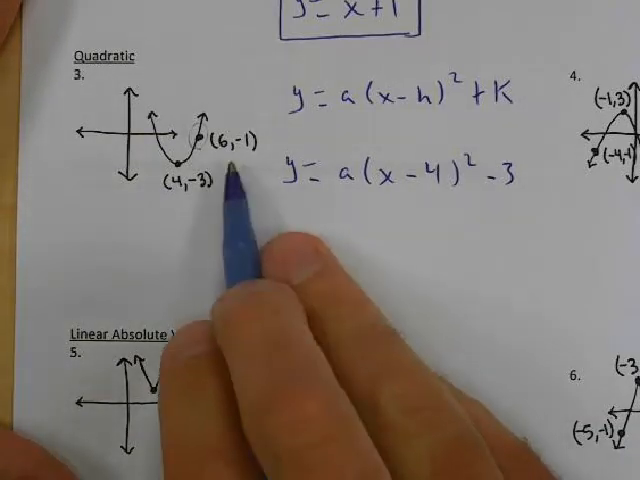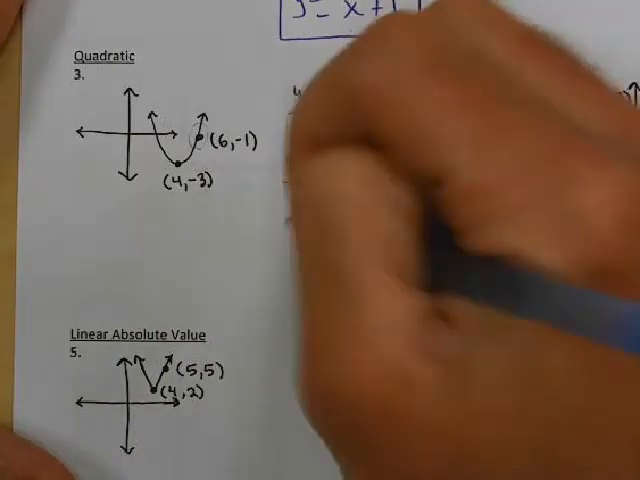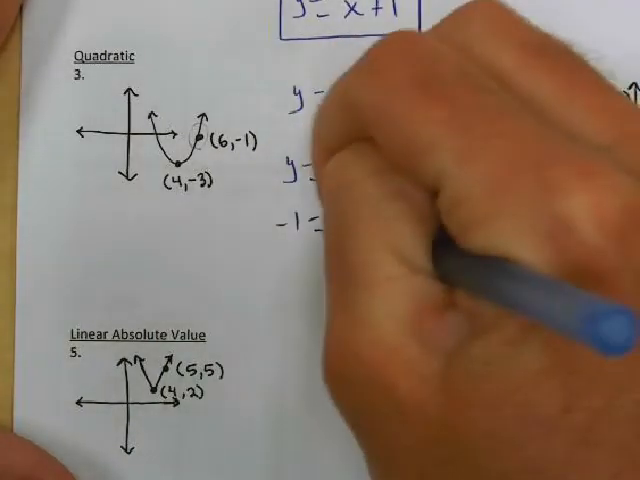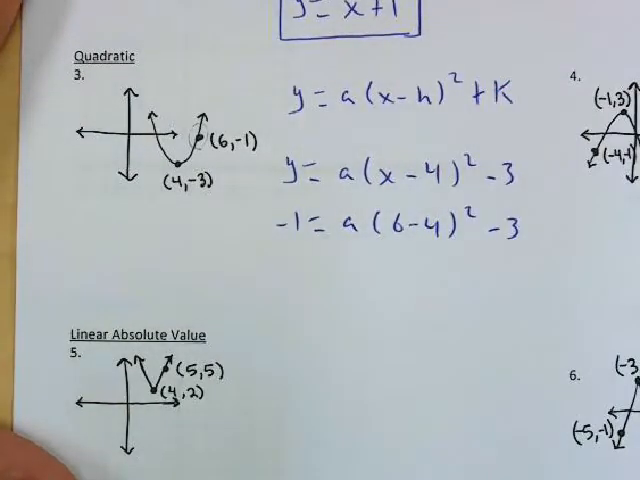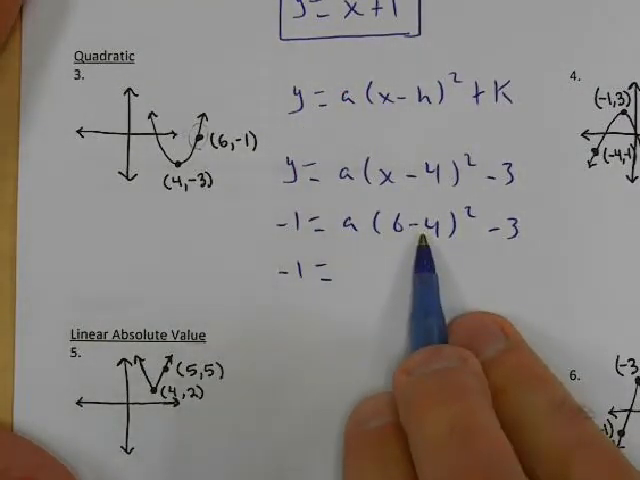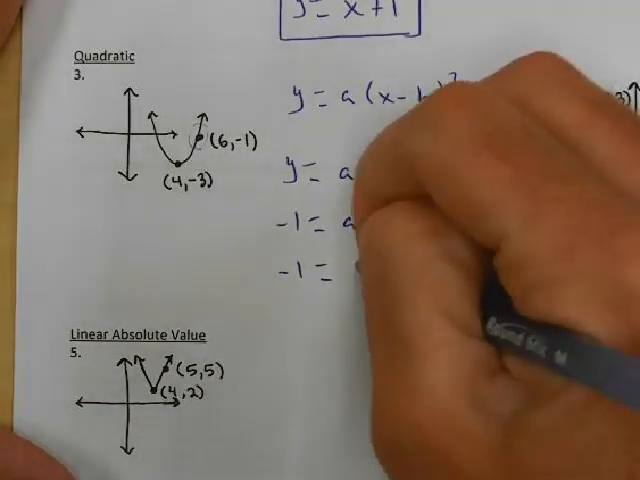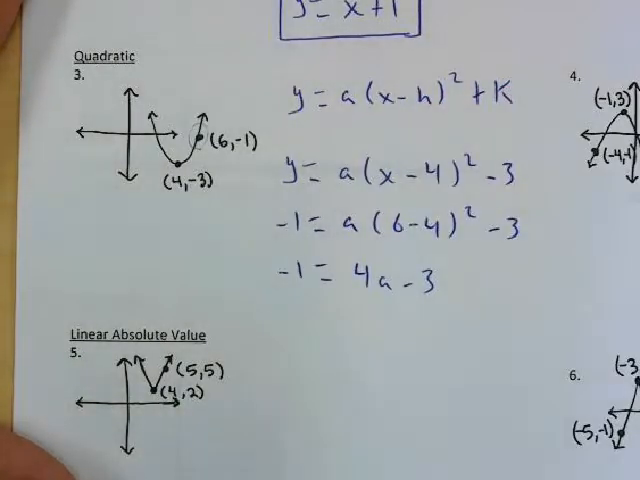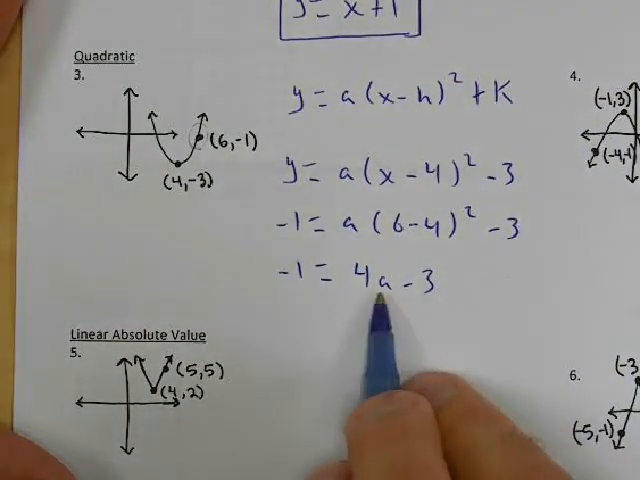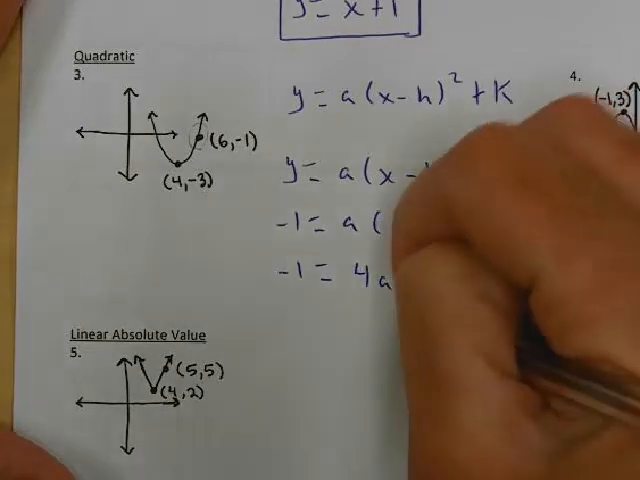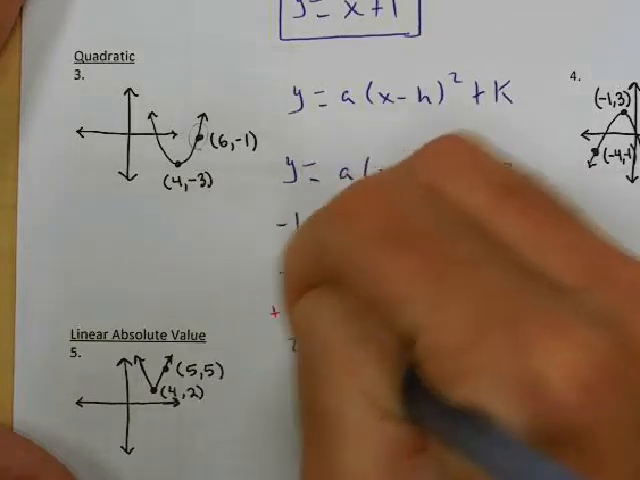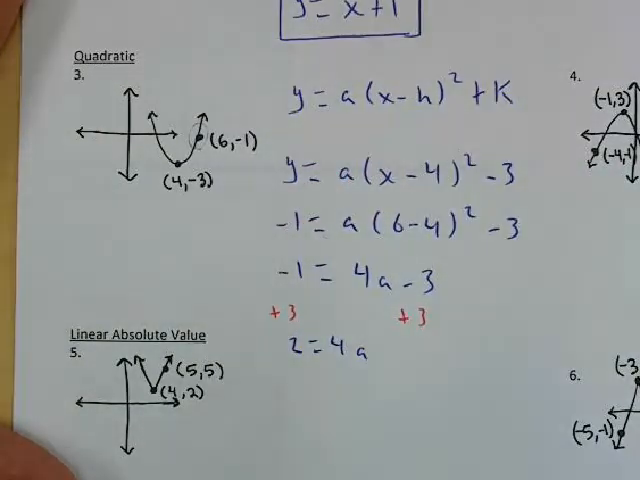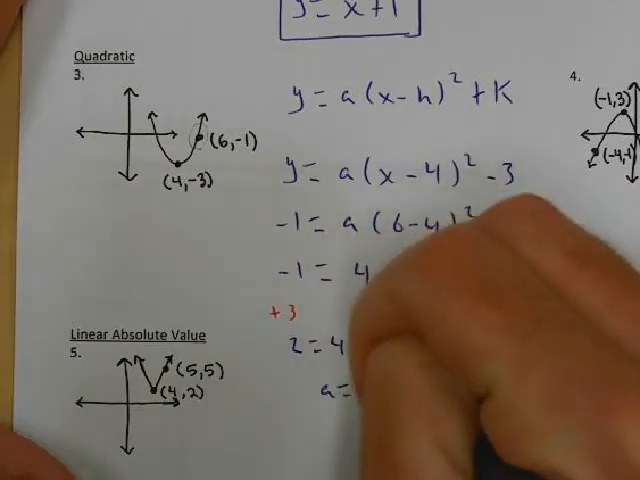So if I stick in x is 6 and y is -1, what do we get? -1 equals a times 6 minus 4 squared minus 3. And then that gives us, when we simplify, -1 equals, let's do a little bit of mental math here. 6 minus 4 is 2. 2 squared is 4, so we get 4a minus 3. If we want to get a by itself, so let's add 3 to both sides. And we get 2 equals 4a. So divide both sides by 4, and we get a equals 1/2.